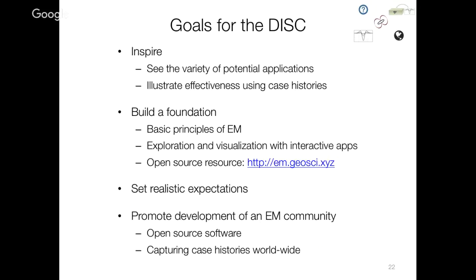And I keep stressing this, development of a community. That's really where we've got to go. Got to work together, contribute, open source stuff, and capture case histories.